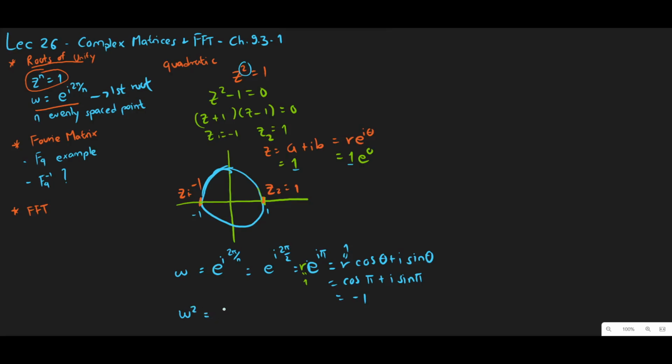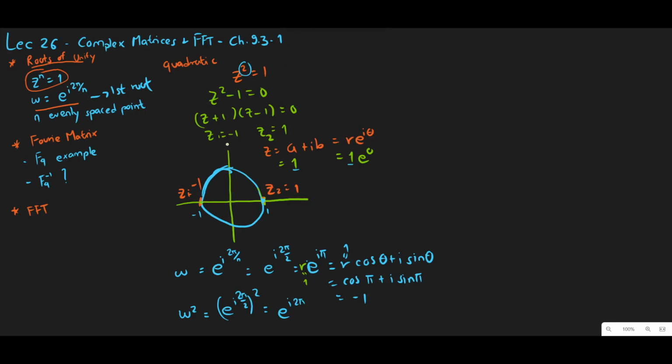And how about our second root? This is pretty simple because all we need to do is raise it to the power of 2. So we have e to the i 2 pi. So this time we go completely around the circle, and we end up here again, which is our starting point. So this is our second root.